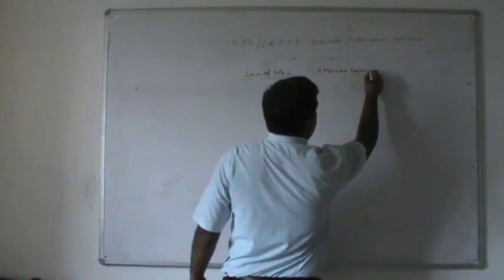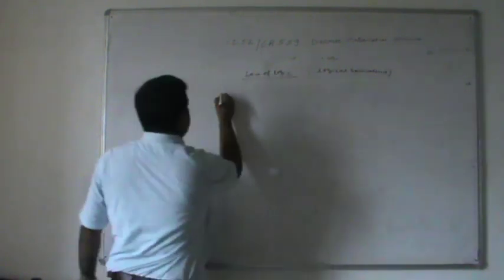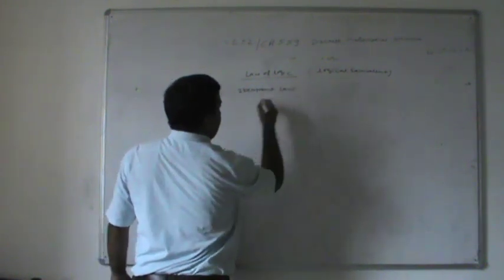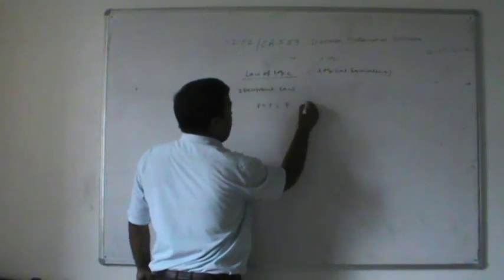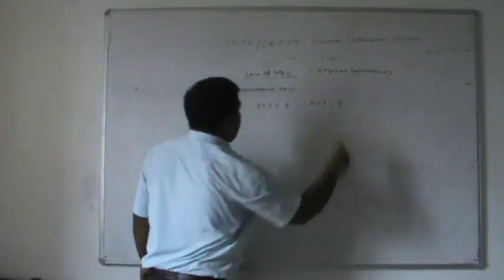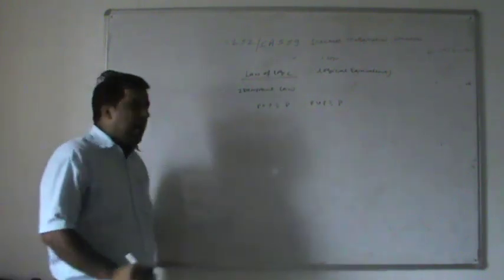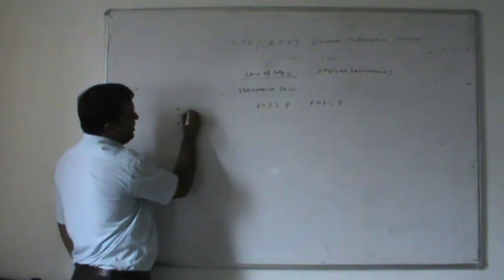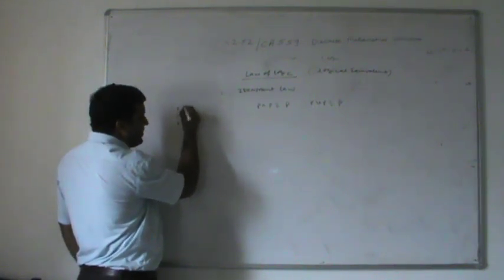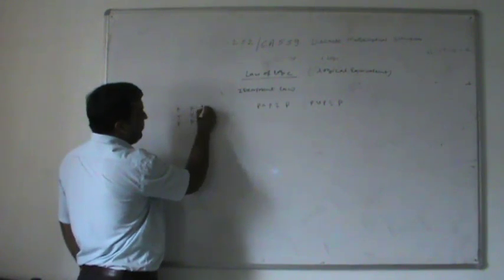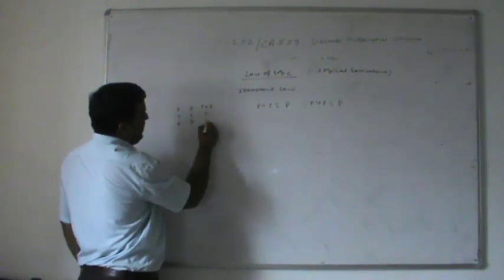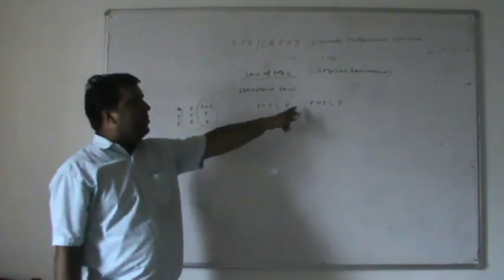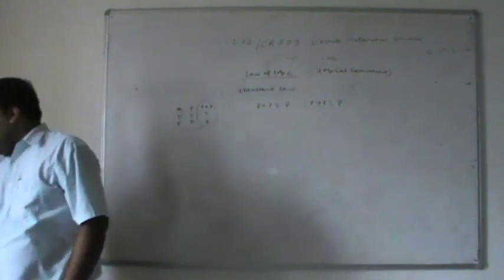So the first law is the idempotent law. The idempotent law says P and P equals P, and P or P equals P. You can just check how it works. We can take P, which has two values, true and false, and perform the operation with the same P, true and false. P and P gives true and false, which is nothing but equivalent to P. So we can say P and P equals P, and similarly P or P equals P.